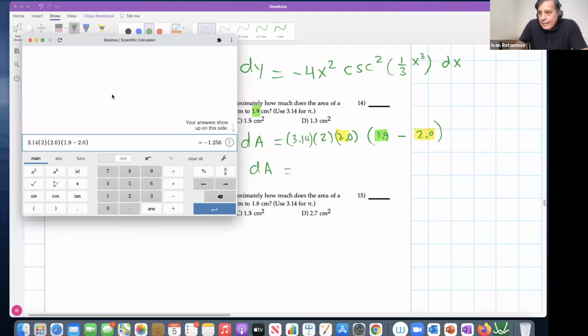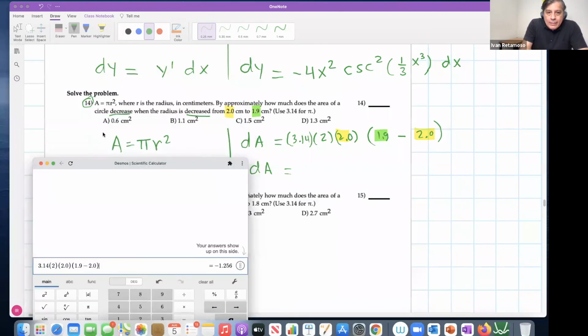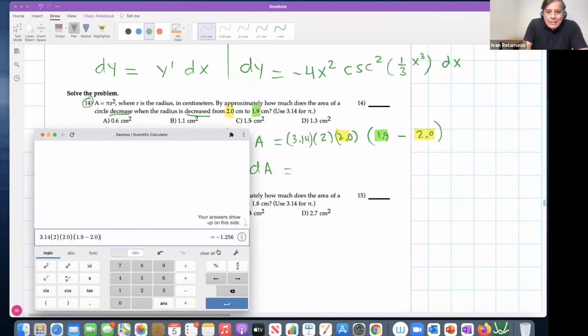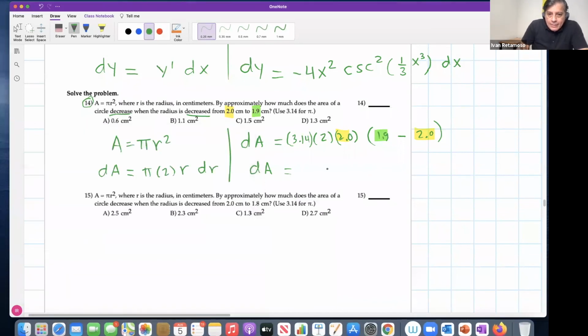Negative, I get here negative 1.256, right? I am going to round it to 1 decimal place because look at the answers, they are all rounded to 1 decimal place. So that would be negative 1.3, right? Negative 1.3. Yeah, negative 1.3. Let's attach the units. We're dealing with area, measuring the radius in centimeters. So this should come out as square centimeters, right?